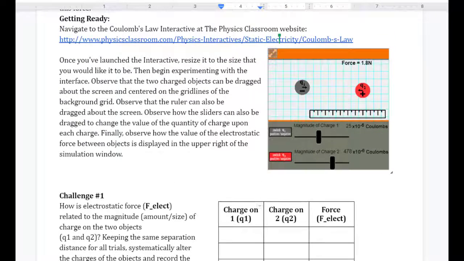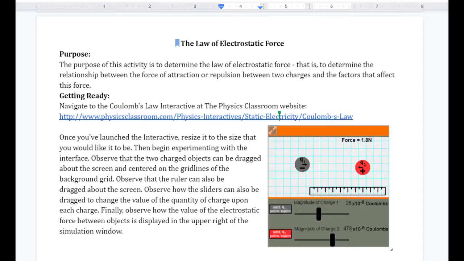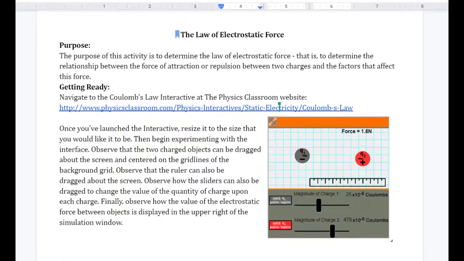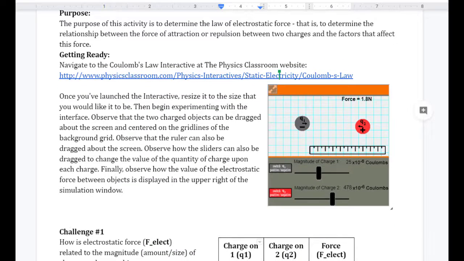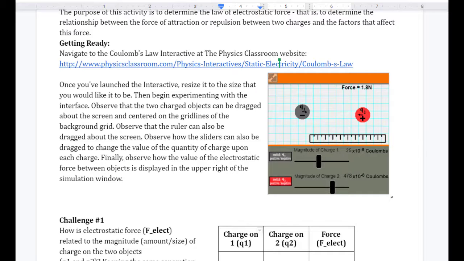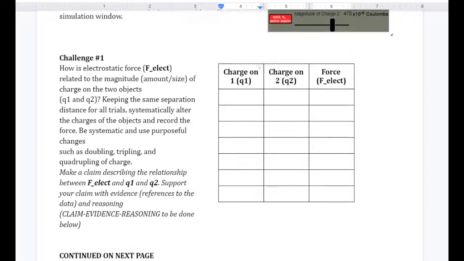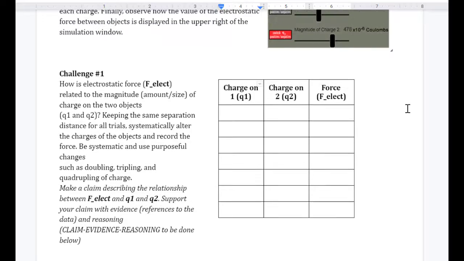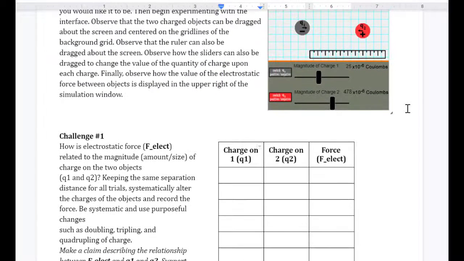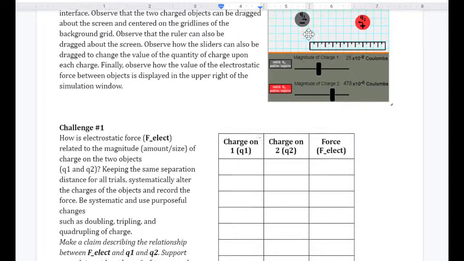Hi guys. So I've had some questions on the interactive that is part of this week's assignment. I want you to read, and then when you come down here, first challenge is you are going to manipulate this. On one of the challenges you move the charges around, and you see what happens to the forces. On the other challenge, you change the charge. So this first challenge is changing the charge.